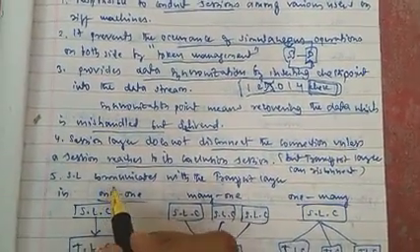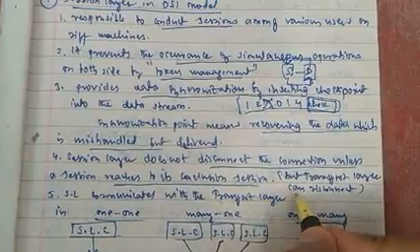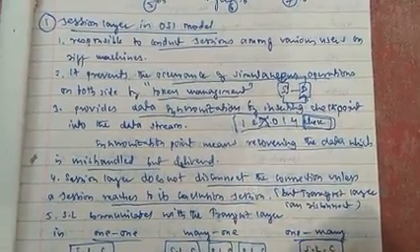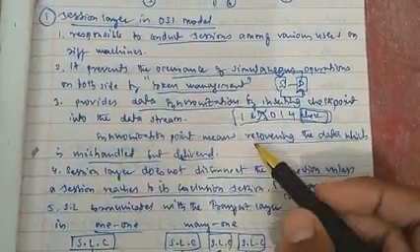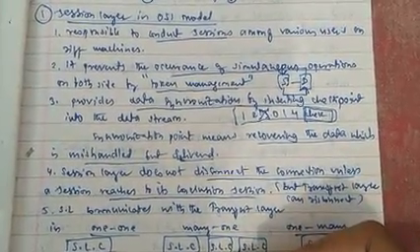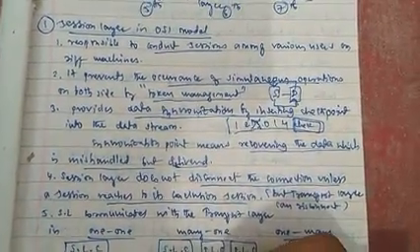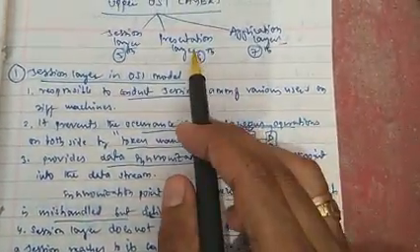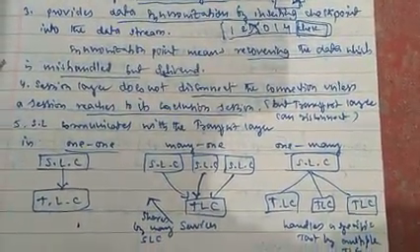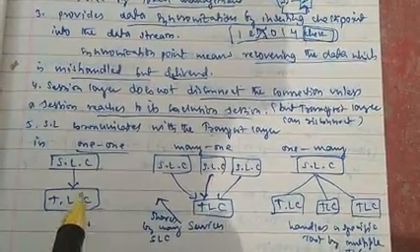And next, the session layer communicates with the transport layer, which is lower in the OSI reference model. So what can the session layer do? The session layer always communicates with the transport layer to transport the data which is received from the presentation layer.